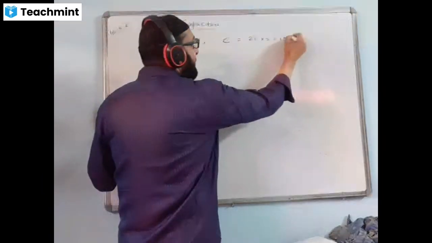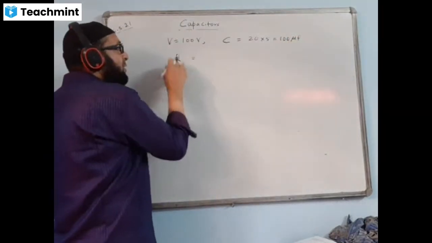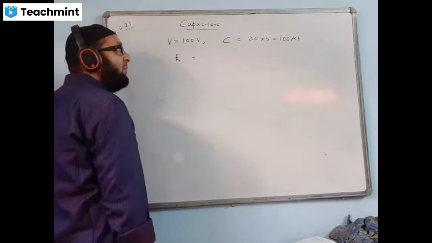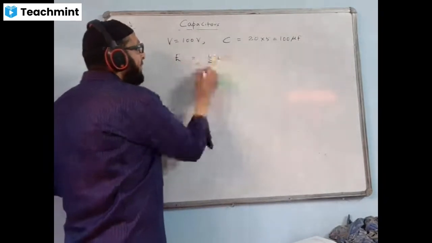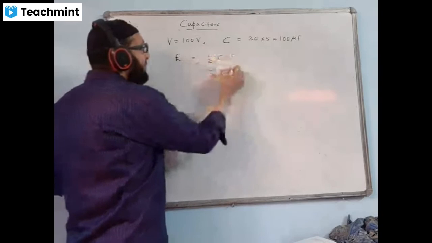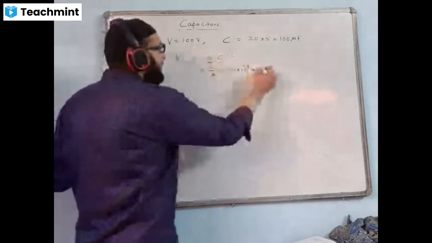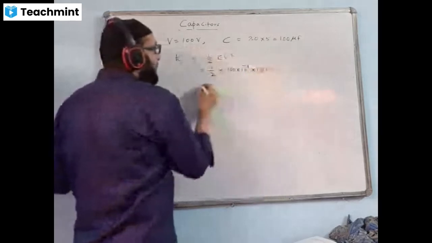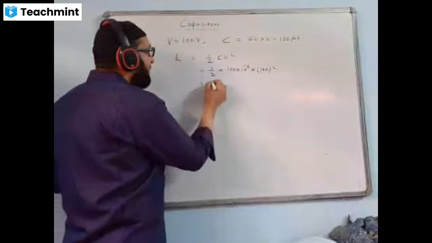Now we find whatever energy is stored in it, which is what will come out in the form of flash. For energy, the formula is half CV square. Half, C value is 100 into 10 to the minus 6, into V, which is 100, squared. Now calculate. The answer will come 0.5 joule. Finished.